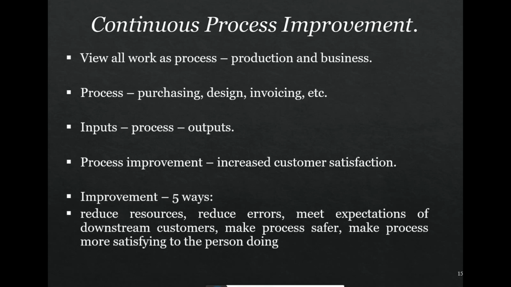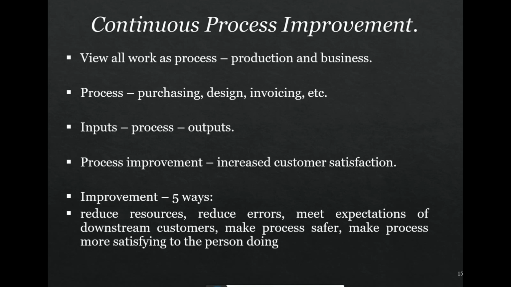You can say that you have applied the 5 ways to improve the process. You must reduce the resources, reduce the cycle time. You must reduce the errors. You must reduce the uncertainties, and meet the expectations of the downstream customers, make the process safer, make the process more satisfying to the person doing it. So you must do these 5 ways, and after that you can say that the process is improved.